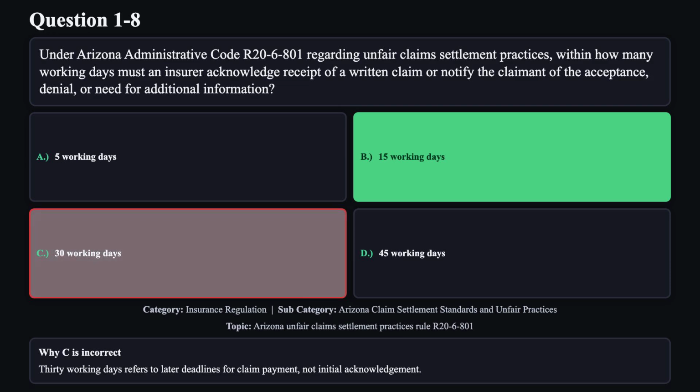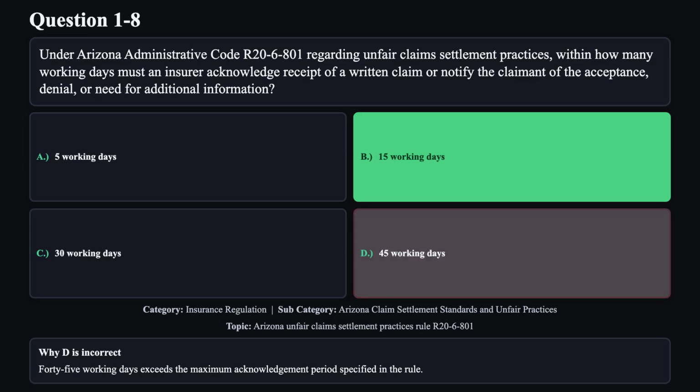Reason C is not correct. 30 working days refers to later deadlines for claim payment, not initial acknowledgement. Reason D is not correct. 45 working days exceeds the maximum acknowledgement period specified in the rule.